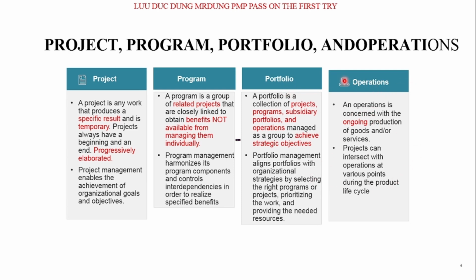And the next concept is the operation. An operation is concerned with the ongoing production of goods and or service. Ongoing here means repeat, always the same. Do the same way, do the same time, always. Repeat. Yeah, ongoing. Very simple word for operation. Project can intersect with operation at various points during the product life cycle.